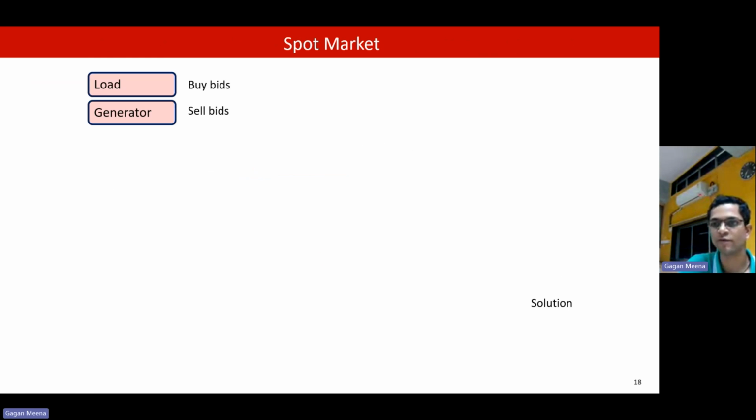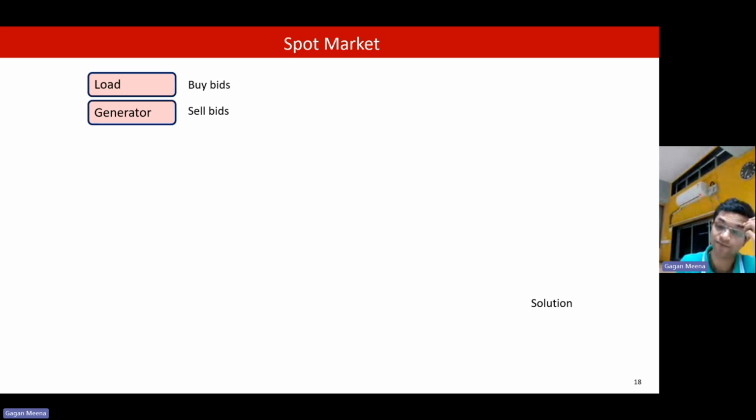Okay, now we will move to the spot market, the last topic, and it's a very interesting topic. So a market is something where someone has something to sell, and someone else wants to buy that. It's a place where buyers and sellers can do a transaction.